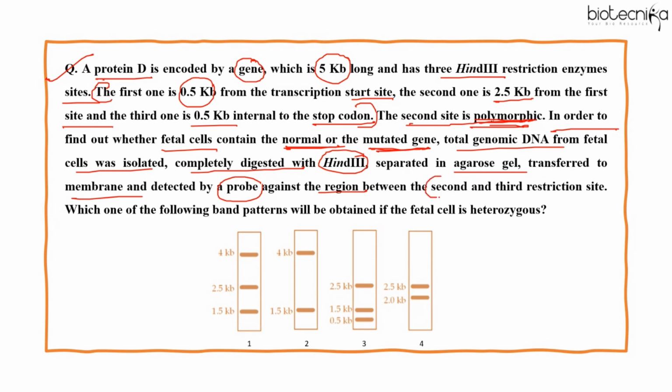Now, this information is again important. The probe you are using is against the region between the second and third restriction site. So which one of the following band patterns will be obtained if the fetal cell is heterozygous? So draw the diagram and match it with the options. The question appears to be difficult, but it's very easy if you know the strategy of solving the question.